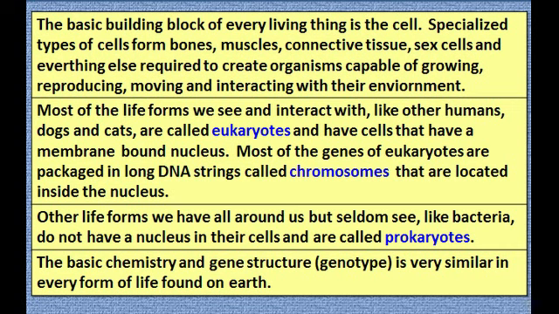Most of life's forms that we see and interact with, like other humans, dogs, and cats, are called eukaryotes, and they have cells that have a membrane-bound nucleus. Most of the genes of eukaryotes are packaged in long DNA strings called chromosomes that are located inside the nucleus. Other life forms we have all around us but seldom see, like bacteria, do not have a nucleus in their cells, and they are called prokaryotes. The basic chemistry and gene structure, or genotype, is very similar in every form of life that is found on Earth.